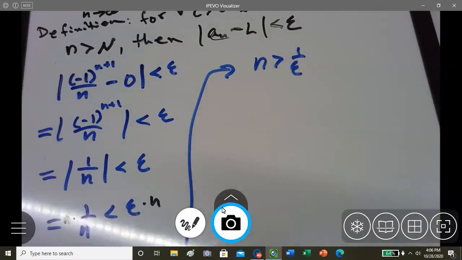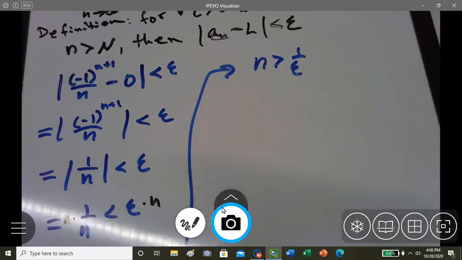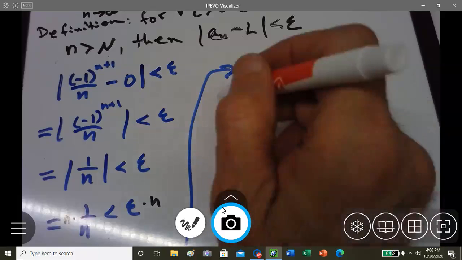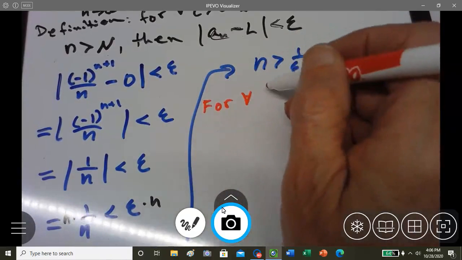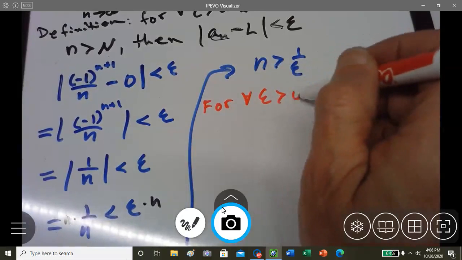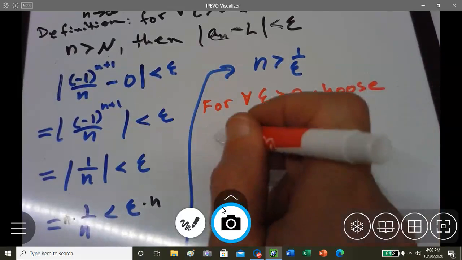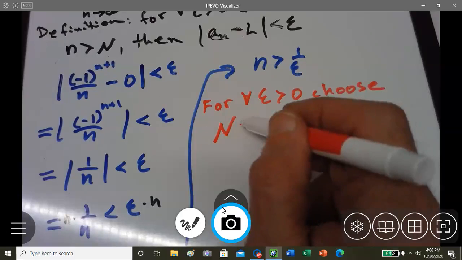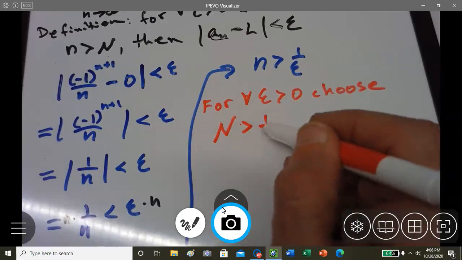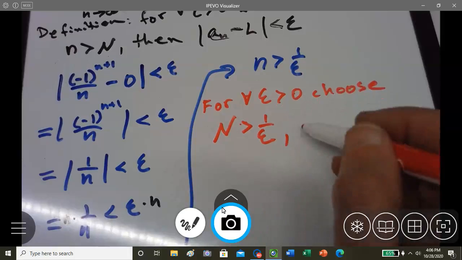Okay, so now what we're saying here for our proof is that for all epsilon greater than 0, we choose an N, our boundary, as greater than 1 over epsilon. And I'll explain why that is in a moment.